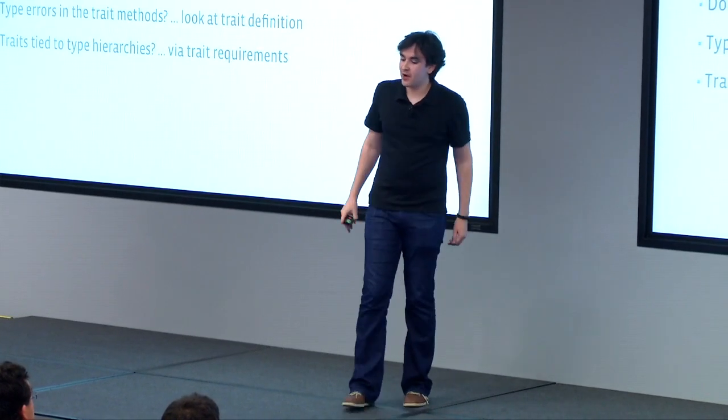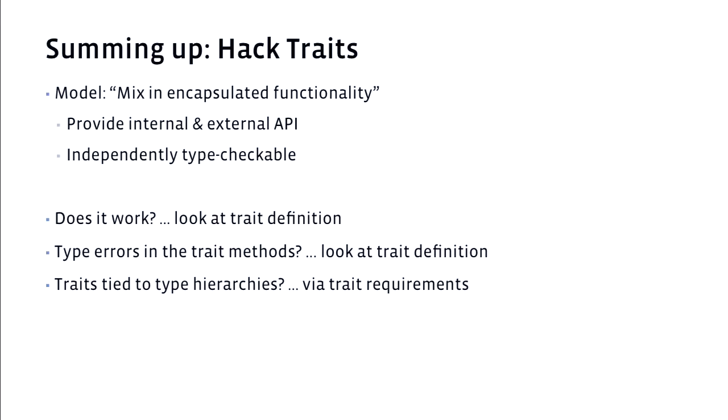So the Hack traits operate under a slightly different model, and that model is that we mix in encapsulated functionality. So similar to the subclass-superclass relationship, we think that traits provide an internal API to classes that use them, as well as the external API that they inherit and then provide to their clients. And this encapsulated functionality comes because it is independently type checkable. So the ability to do independent type checking is really, really necessary because we're working in a model where you have incremental type checking. So a file might be edited and you need to provide a result really quickly to say whether the code has errors.